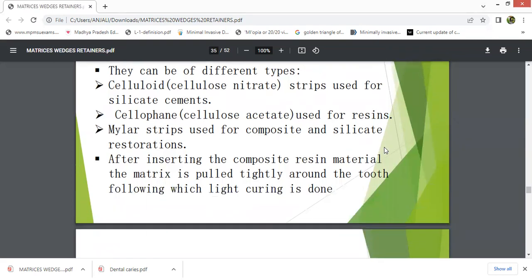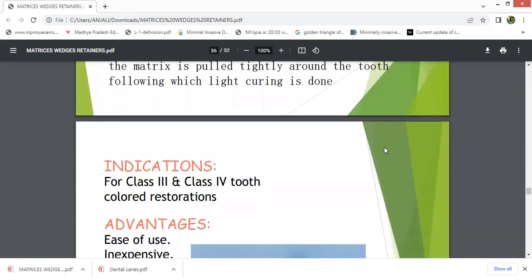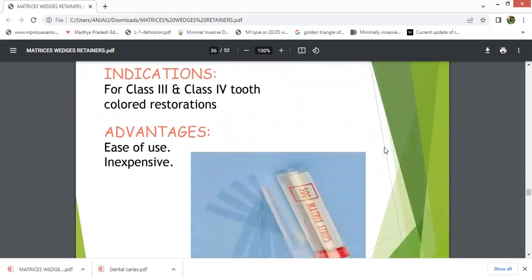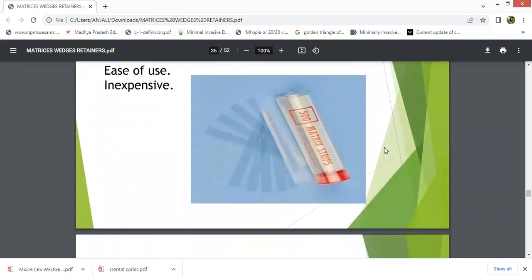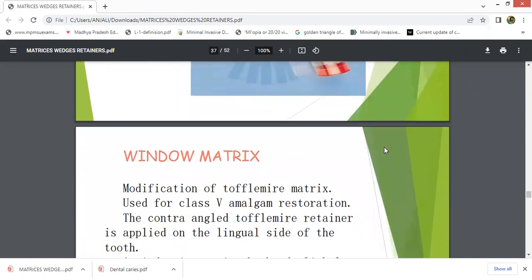Matrix insertion: after inserting the composite resin material, the matrix is pulled tightly around the tooth, following which light curing is done. Indication is for class 3 and class 4 tooth color restoration. Advantage is ease of use and inexpensive. So next one is window matrix.